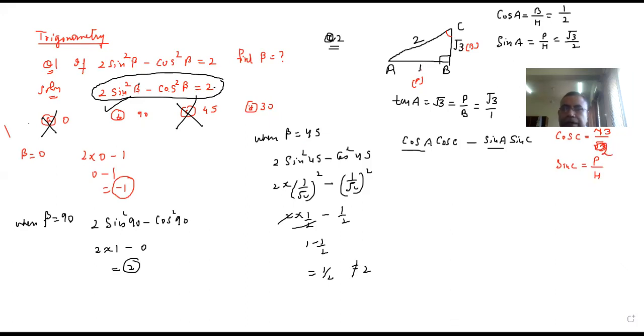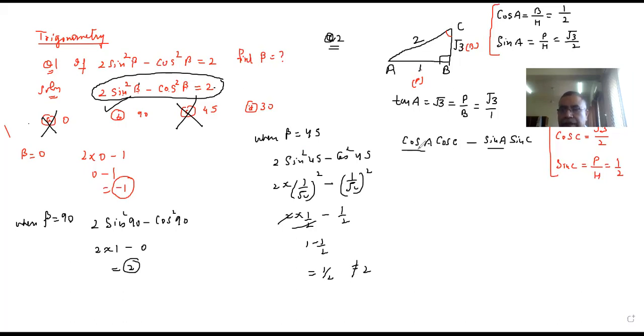Let me rub and write it again. Because cos is base over hypotenuse, this is my base, this is the hypotenuse. So in case of sine, I need perpendicular over hypotenuse. So this is 1 by 2. I hope this is clear.